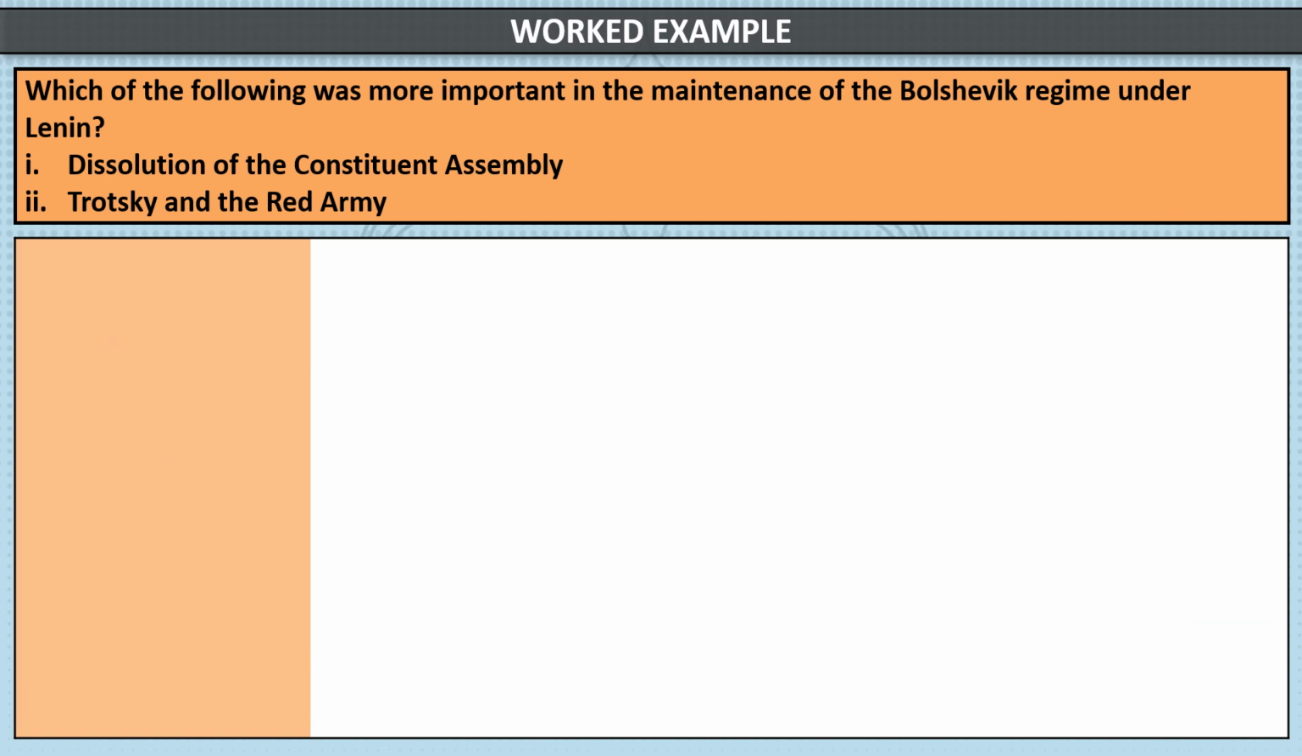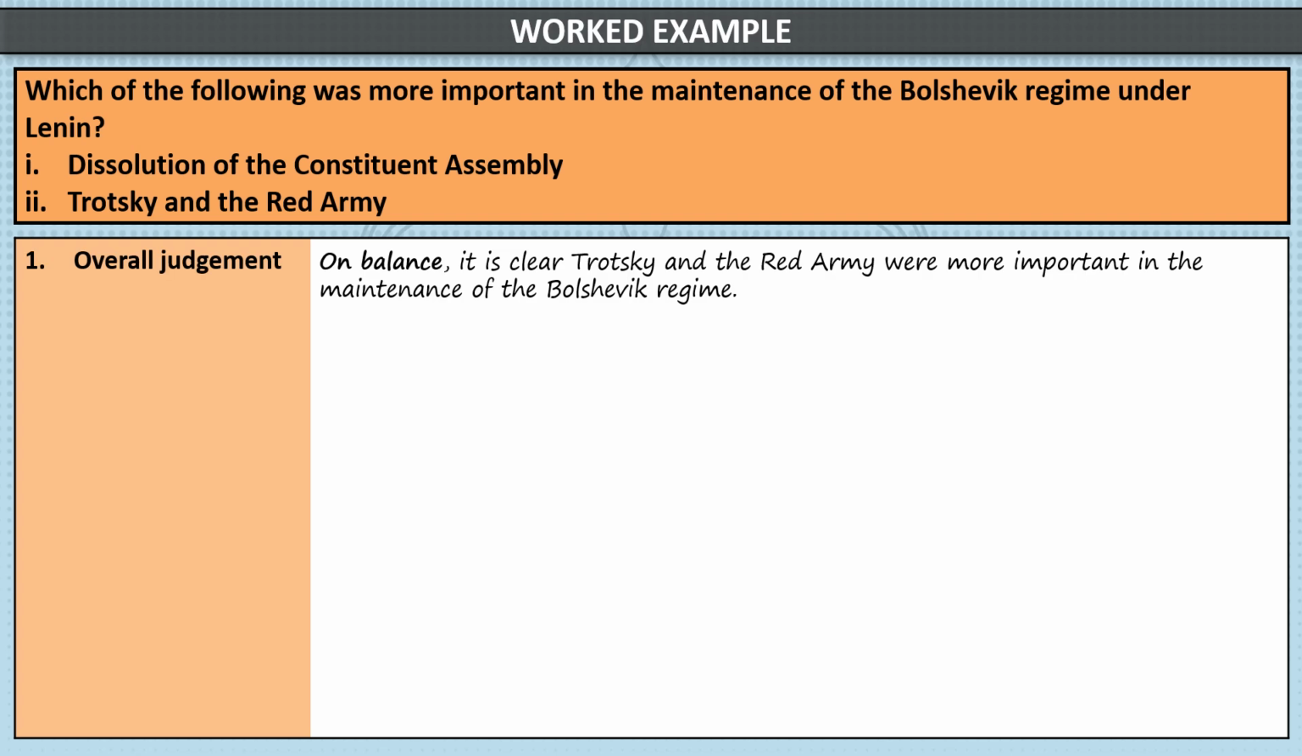The final paragraph is a little different. Here we need to compare the importance of the 2 factors. We start with an overall judgment. Again, this has to be consistent with everything we've written so far, so don't change your mind about which factor is more important.